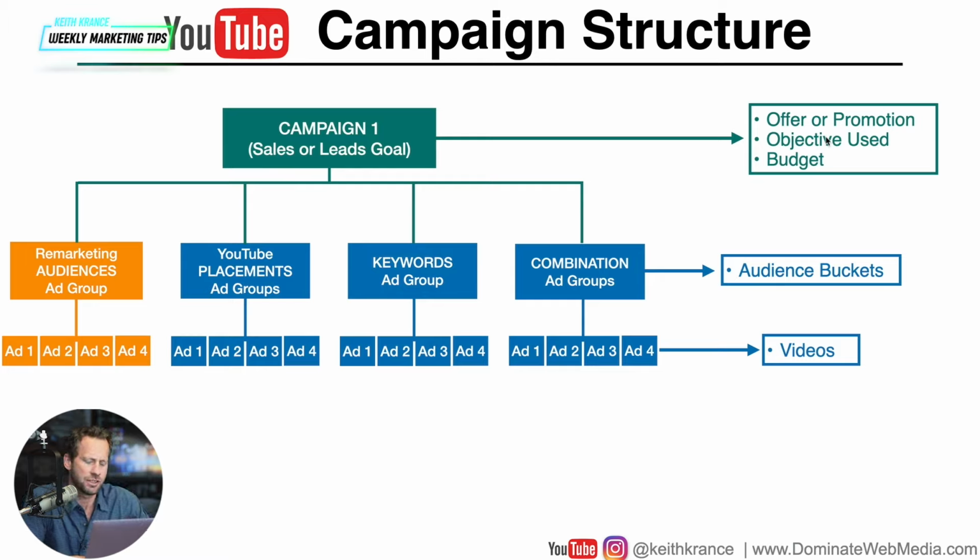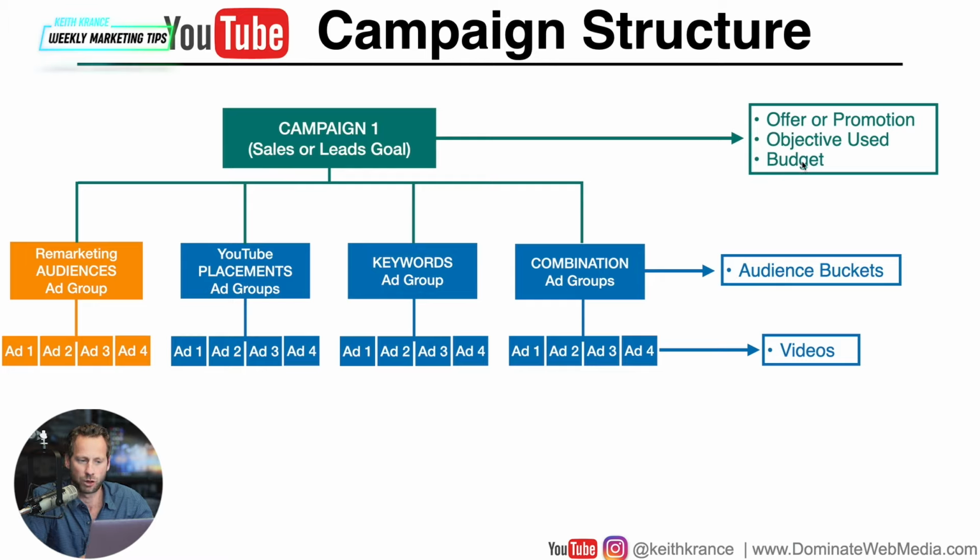Then down the road, you can have more campaigns where you're testing different goals. So I might have a challenge campaign that's using sales as the optimization, and another challenge campaign that's using leads as the optimization. That's one of the ways to scale and test down the road. But initially, we want to keep it simple: one campaign based around the promotion or offer. That's where your objective is chosen.